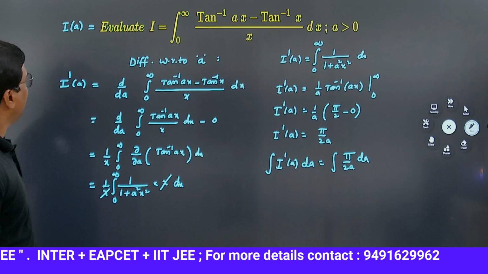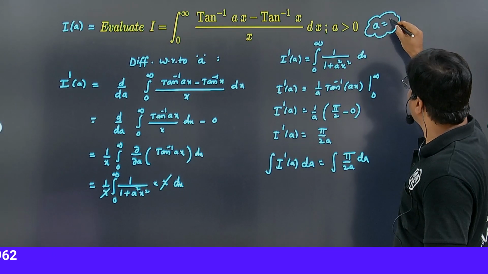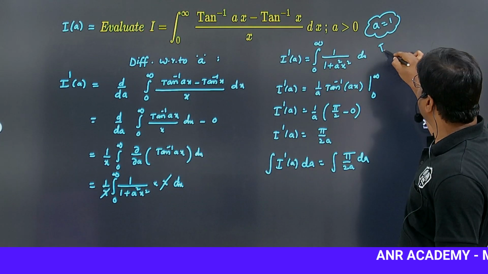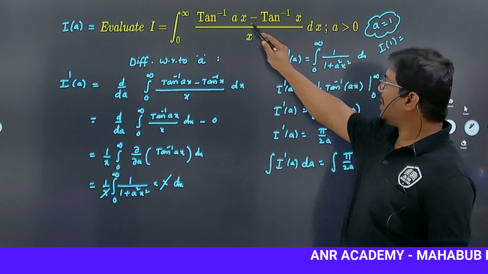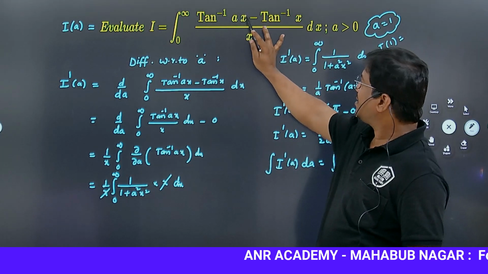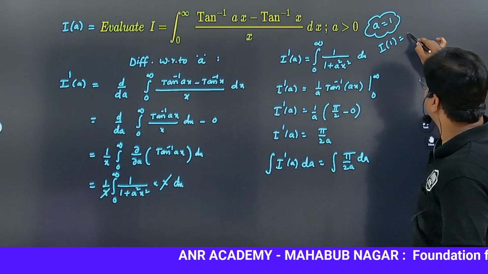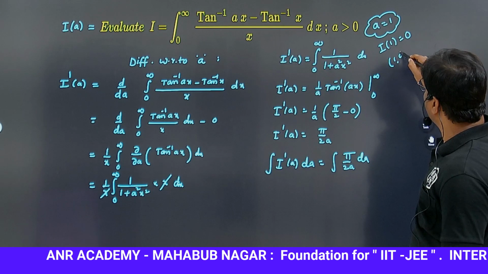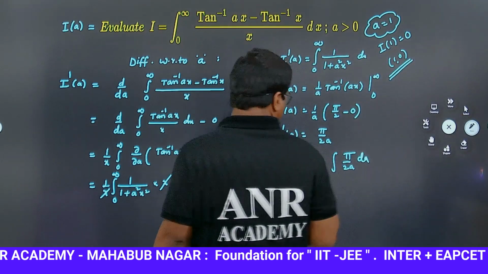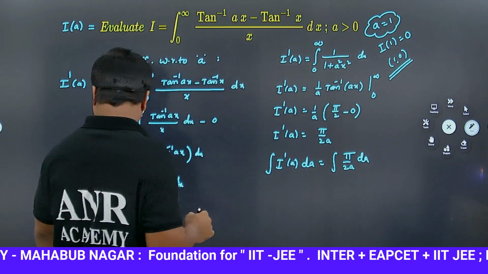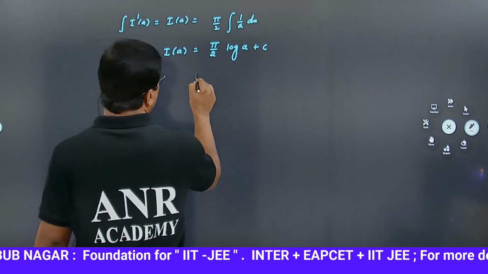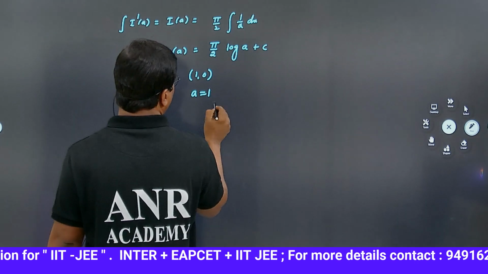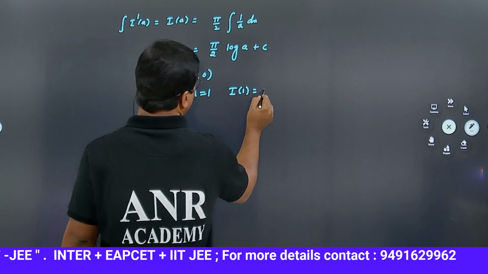See the function. I am going to write the value a equal to 1. What happens? Observe. When you put the value 1, I of 1, only a is 1, and tan inverse of x minus tan inverse of x becomes 0 in the numerator. So the curve is passing through the point 1 comma 0, remember. So if the value of a equals 1, I of 1 is clearly 0.